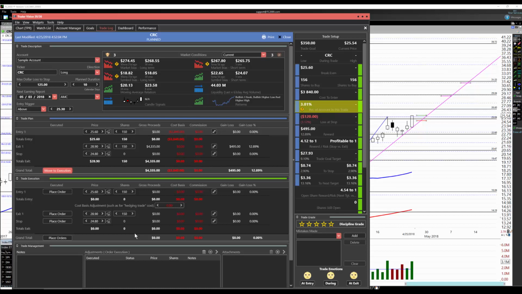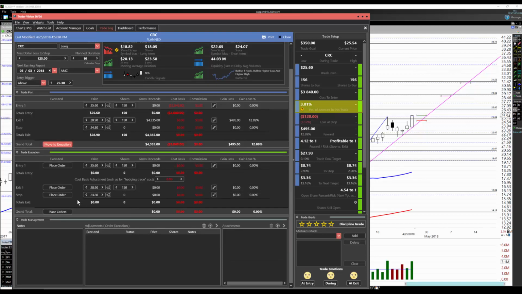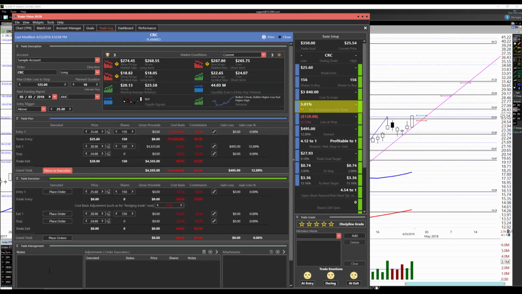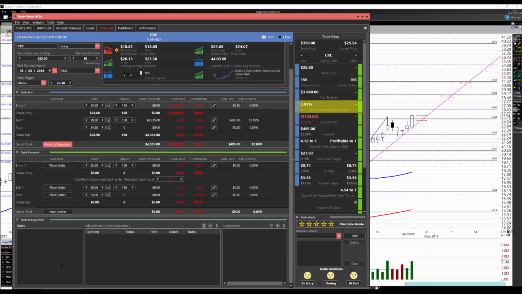Whenever you click one of these place order buttons, it will give you the time and date that the order was placed. You can adjust those as well. And then as the trade grows along, you can manage the trade here. Every time you make an adjustment, it will record it. So I move my stop, it records, stop moved and so forth. You can take notes for yourself. You can attach files. You can attach spreadsheets or a PDF of an earnings report, or as many images as you want. You can have as many attachments as you want for each trade.